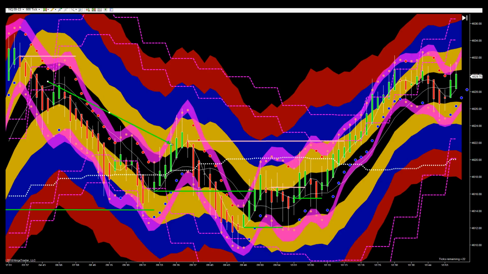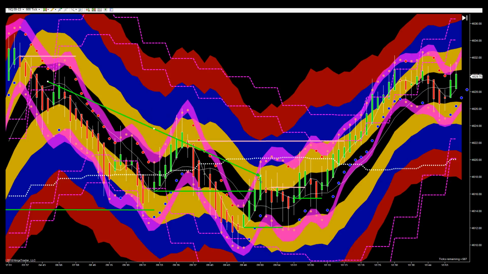So what we do with these energy bands is we look for potential areas where the market would reverse. Because we're in a downtrend, we'd be looking in this area here for a potential short. We'd be looking in this area down here for a continuation of the trend, and then a pullback up into this upper yellow, the same kind of thing.